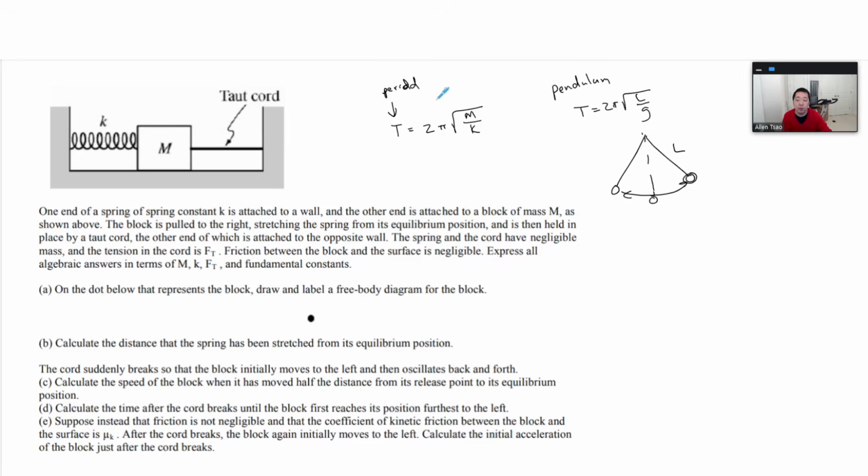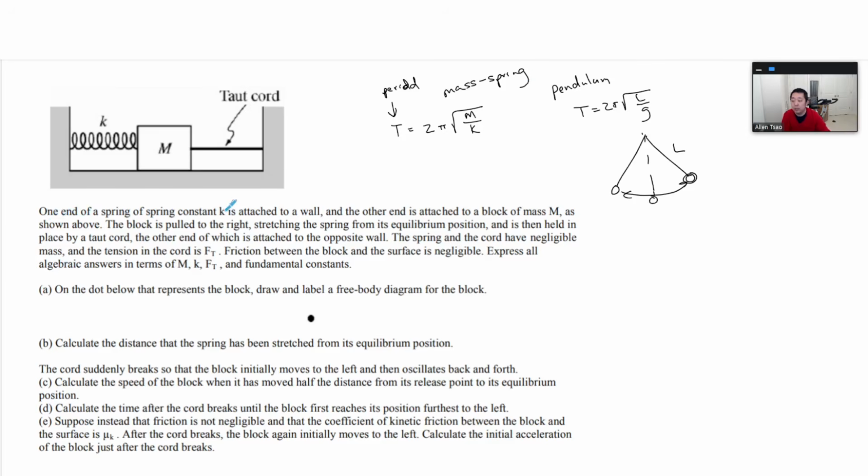Here, this is the period for a mass spring system, mass spring oscillation. Those are the two kinds of harmonic motion we really talk about in this class. There are other forms of simple harmonic motion, by the way. It's just that in this class, we're only going to talk about these two. All right, so let's just go through the problem.